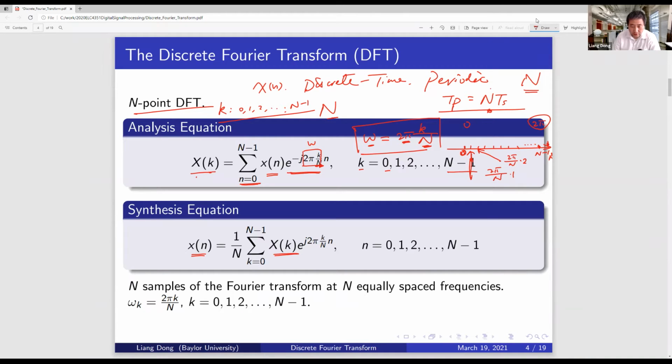Therefore, we only need to change this part. It's the exponential to the positive j 2 pi k n over capital N. And we are using a positive term here because this is indeed the synthesis equation. So it breaks down into harmonics.